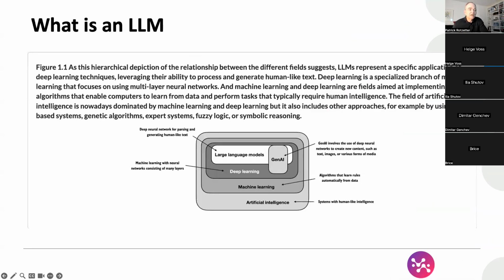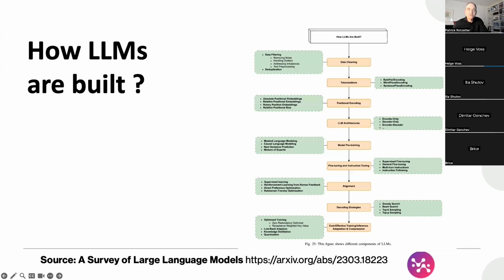So very quickly, an LLM is based on deep learning using neural networks. Generative AI is more than large language models. Generative AI is about also generating videos, images, and so on and so forth. Deep learning and machine learning are all subsets of artificial intelligence, because there are also other techniques that can be used for mimicking human intelligence, like fuzzy logic, symbolic reasoning, and so on and so forth. But okay, we discussed all that last time.